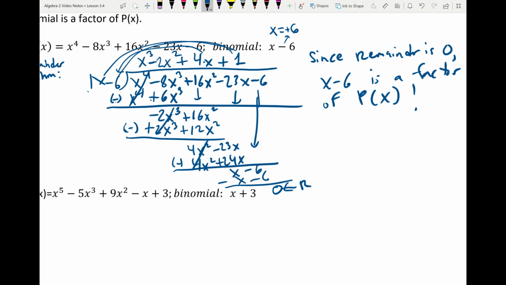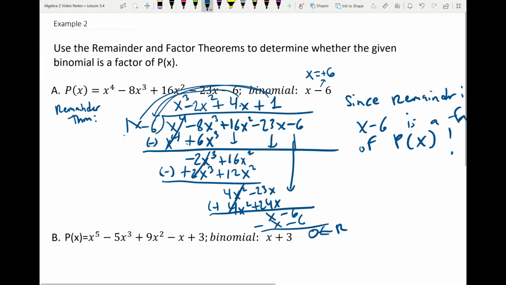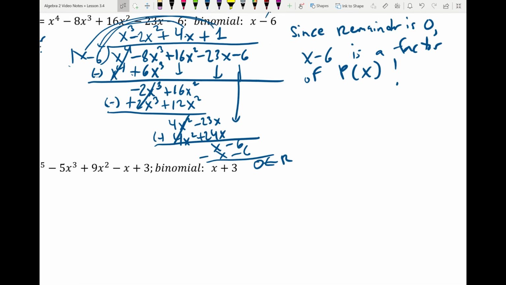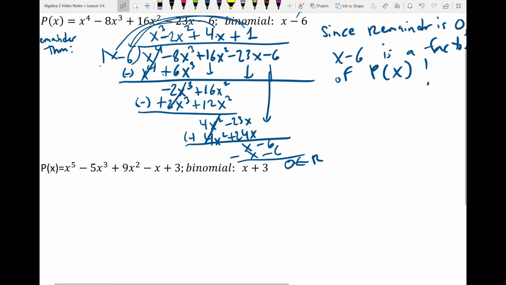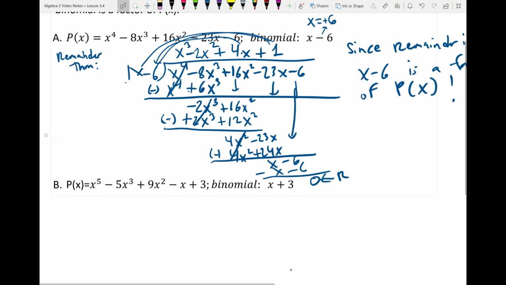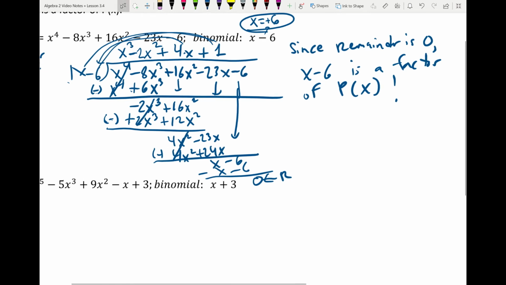So now we got the remainder theorem, we need to do our factor theorem, right? So how do we do that? Well, we just plug in. So in this case, we have x minus 6, so we're going to plug in x equals positive 6 into the polynomial. So plug in x equals 6 into p of x. So let's do that now.